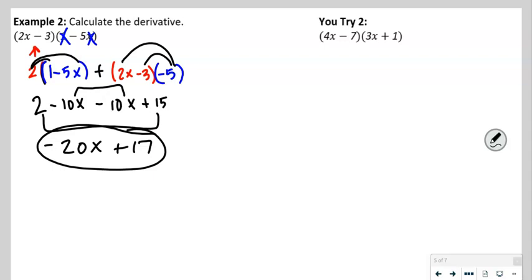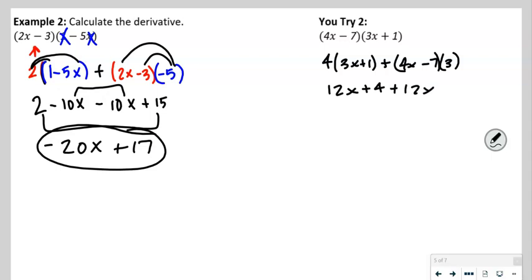So again, the derivative of this one is going to be just 4 times our 3x plus 1, plus the derivative of the second one, which is just going to be 3. So we're going to do our 4x minus 7 times our 3. Again, you might want to take the derivative first. Your call, however you do that. So this is going to be 12x plus 4. This is going to be plus 12x minus 21. So we get 24x, and that's going to be minus 17.